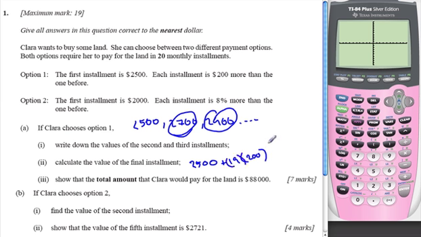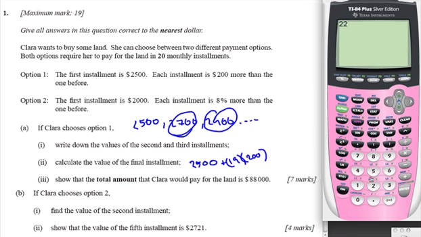Okay, so let's do that on here, shall we? So 2,500 plus 19 times 200. Okay, there we go. So her final installment is a whopping 6,300.